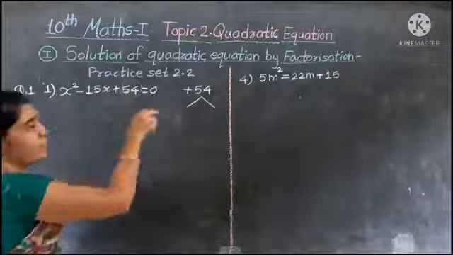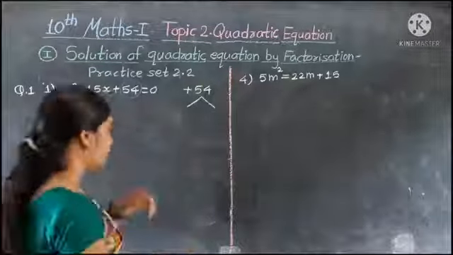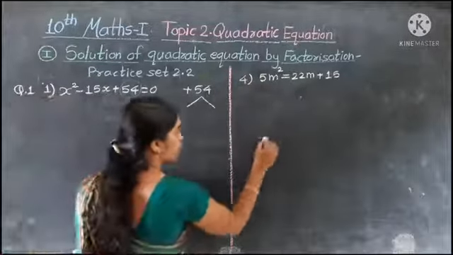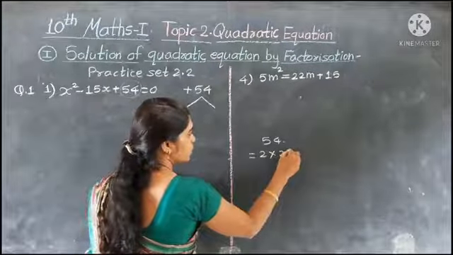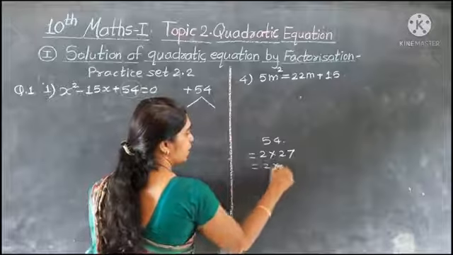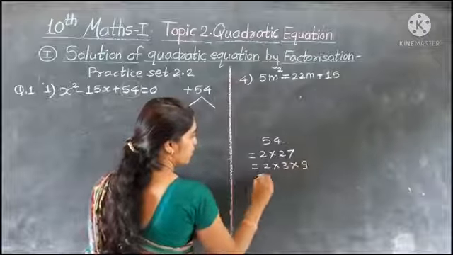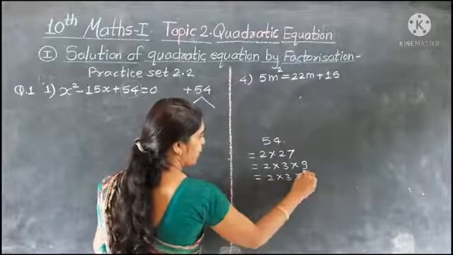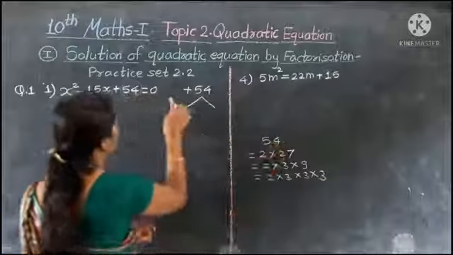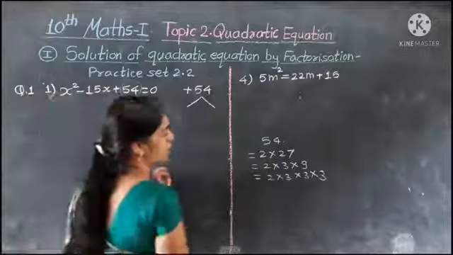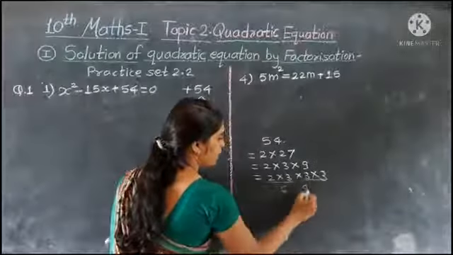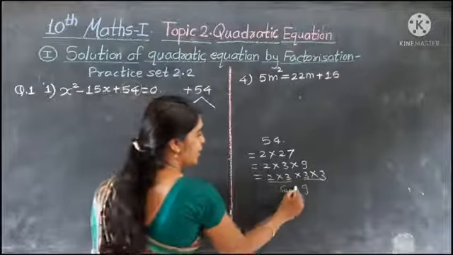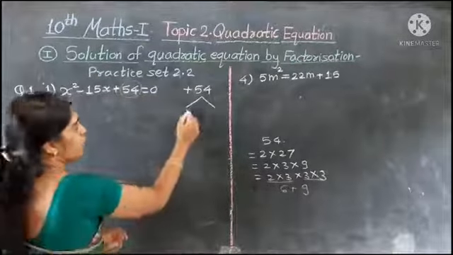Addition 15, so see which factors of 54 work. What are the factors of 54? We can write 2 27s are 54, 3 18s, 6 9s, and so on. We have to find the pair whose addition is 15. 3 and 18 is 21, 6 and 9. See here addition is 15. So what is the factor?